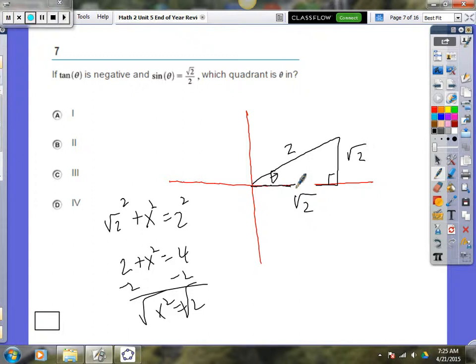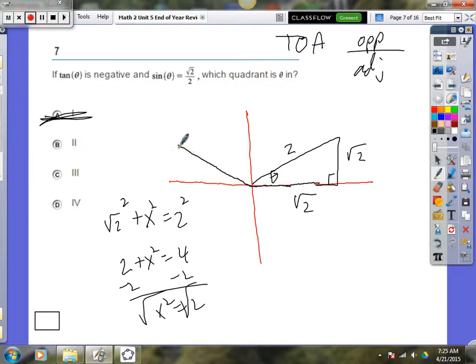Okay, so that means if my two legs are the same, this is half of a square. This is a 45, 45, 90. Now tangent. Tangent is the TOA, so it's opposite over adjacent. Right now my opposite is positive and my adjacent is positive, so it is not quadrant 1. Let's flip it over into quadrant 2.